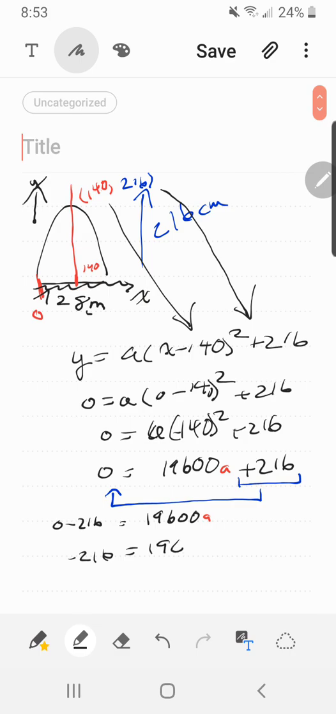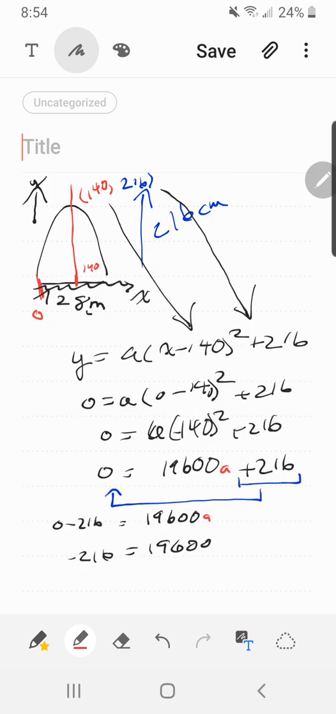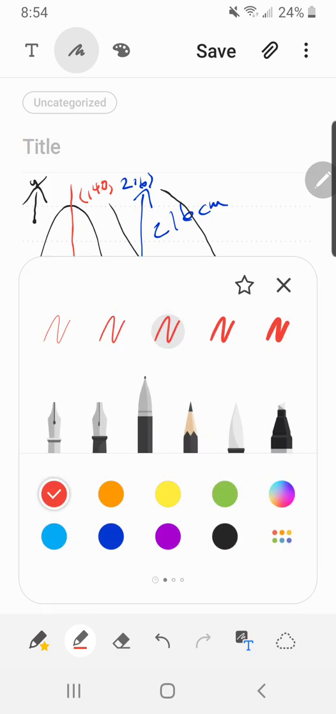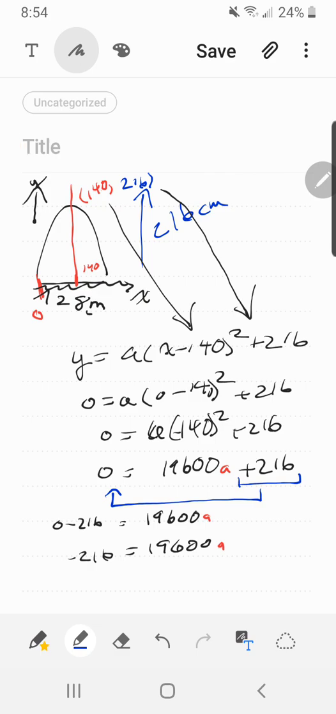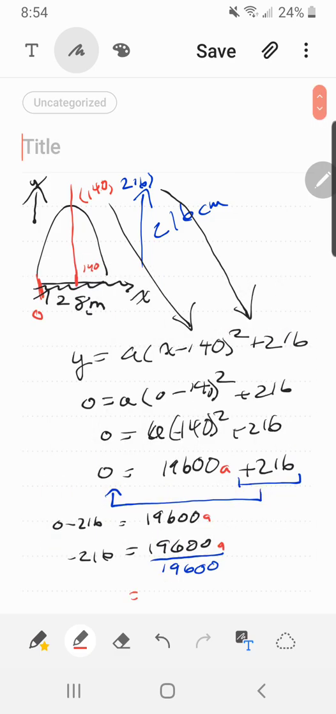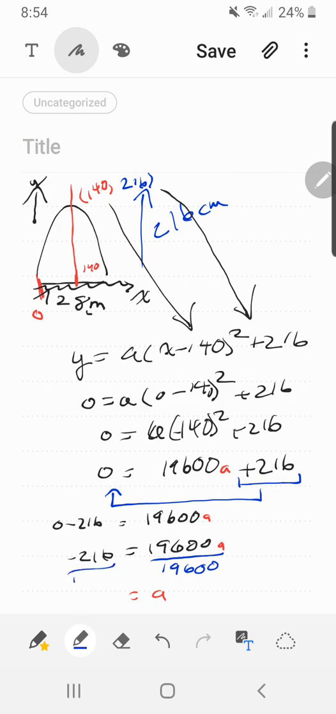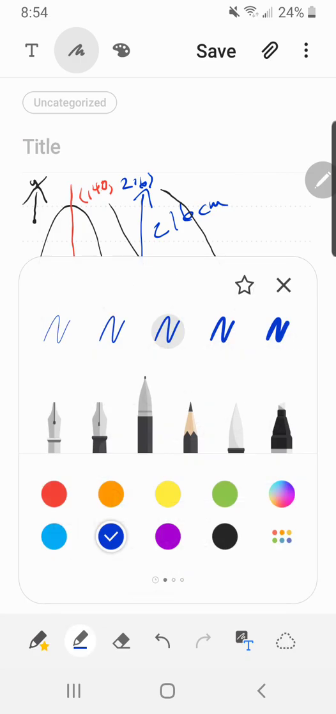Okay? So now that I've done that, I've got negative 216 on the left side is equal to 19,600. In red, I'm going to put A. And now we need to get rid of this 19,600 on the right side. So we divide both sides by 19,600, which means my A value is equal to, well, remember in the previous step, we had to divide both sides by 19,600. So we've got to take negative 216 and divide by 19,600.